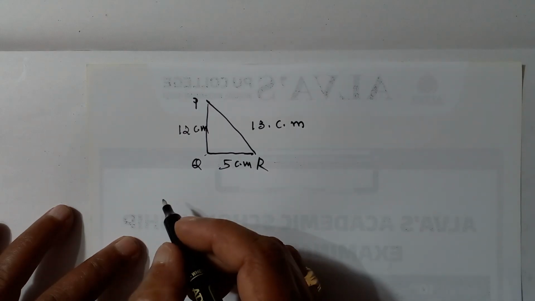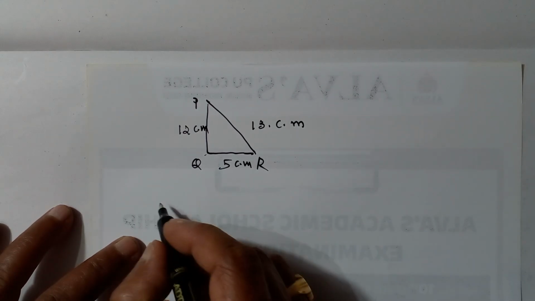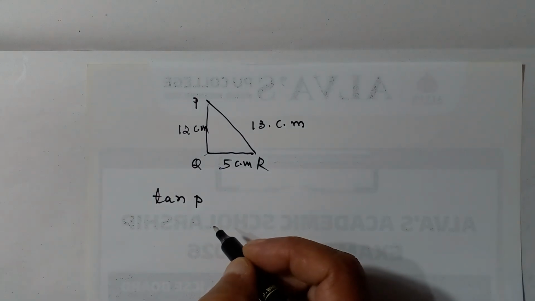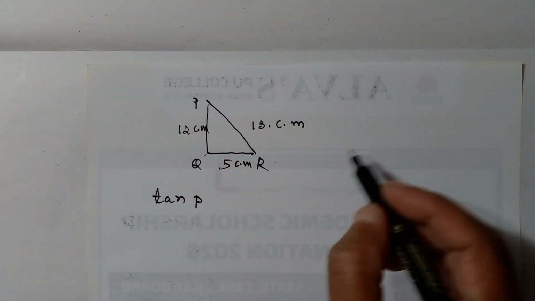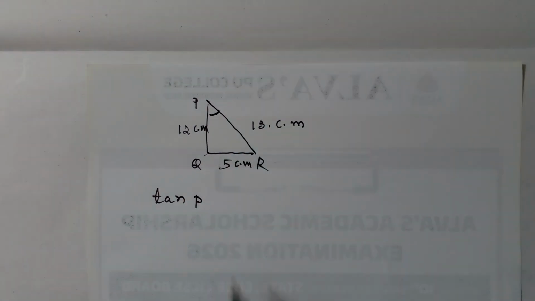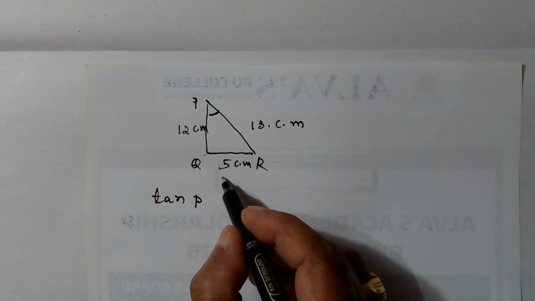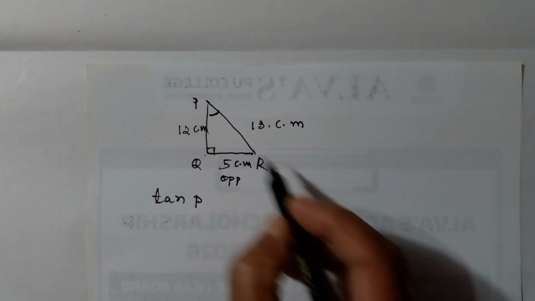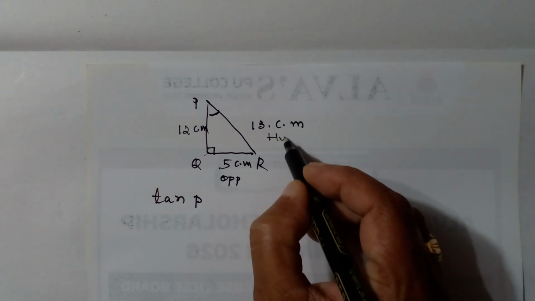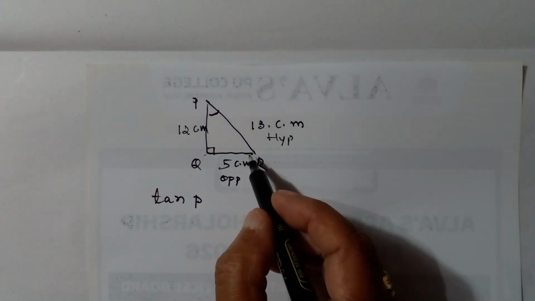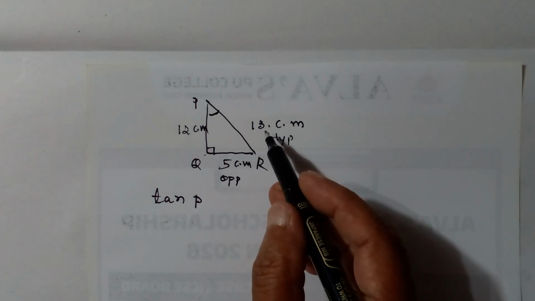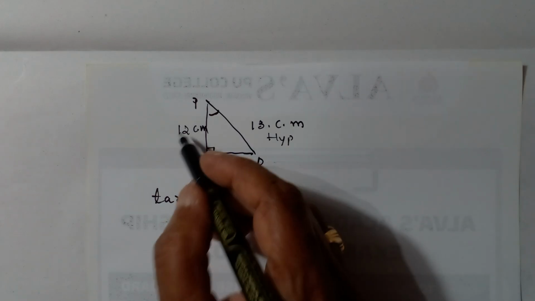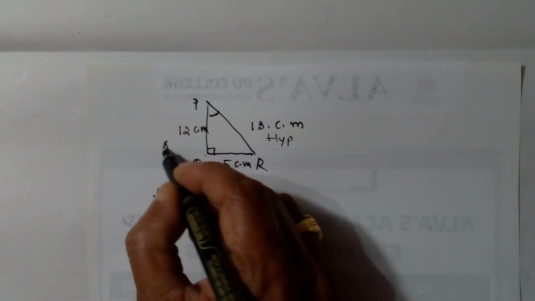First question asked, find the value of tan P. Here we need to concentrate on the angle P. To this angle, which is the opposite side? QR. Make that as opposite. To the 90 degree angle, the opposite side is always taken as the hypotenuse. After locating opposite and hypotenuse, the third side is always the adjacent side.